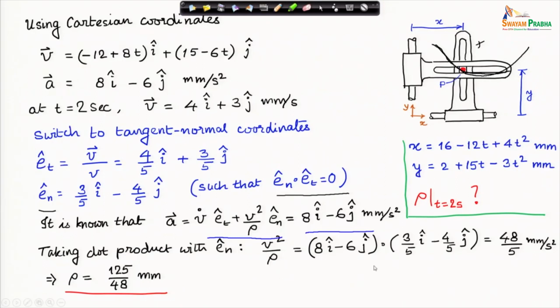On the right hand side, I know the representation of e_n. So, this is the representation of e_n. On the right hand side, I use that representation of e_n and I take the dot product, and that gives me 48 by 5 millimeters per second square. And from here then, because v square is known, v square is nothing but the magnitude square of the velocity vector. So, that gives me rho as 125 by 48 millimeter. So, this is how we can use the tangent normal coordinate system to find out radius of curvature of the path of the particle.